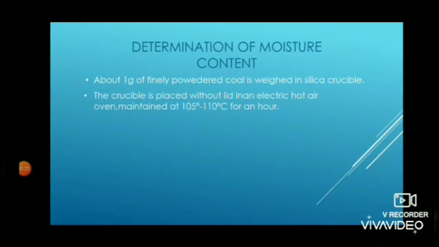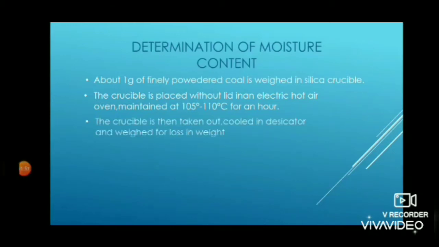The crucible is then placed without lid in an electric hot air oven maintained at 105 degrees centigrade to 110 degrees centigrade for an hour. As we know, the boiling point of water is 100 degrees centigrade, so all the moisture is lost from the coal after 1 hour, due to which we are keeping the temperature at 105 degrees centigrade to 110 degrees centigrade.